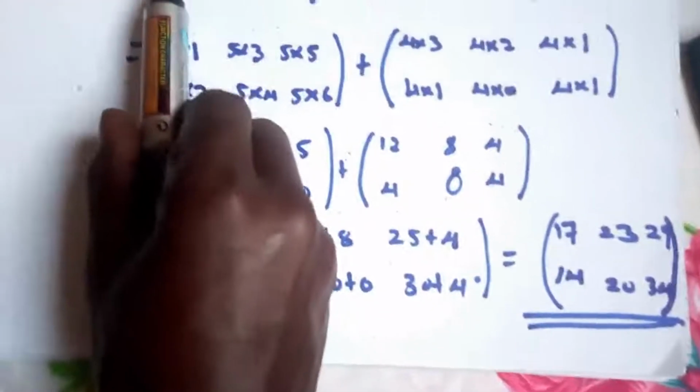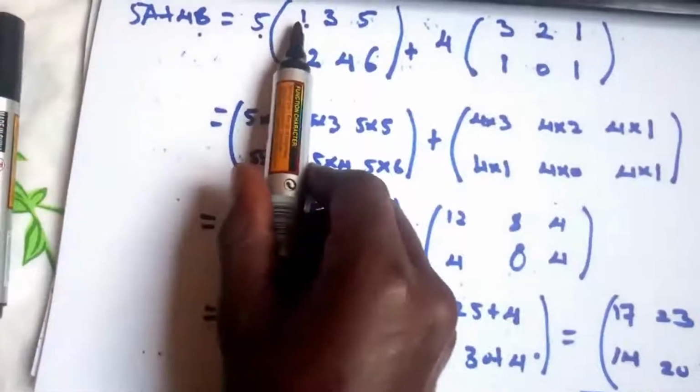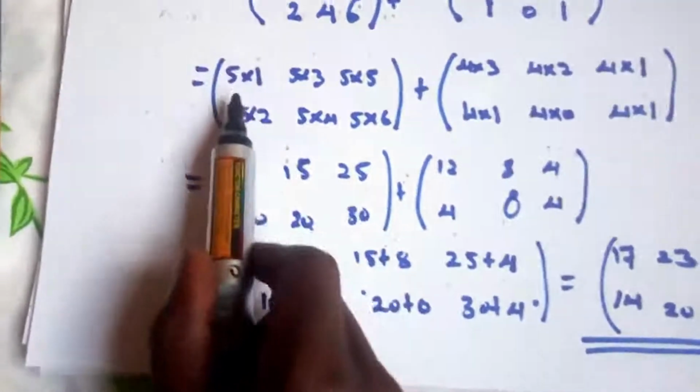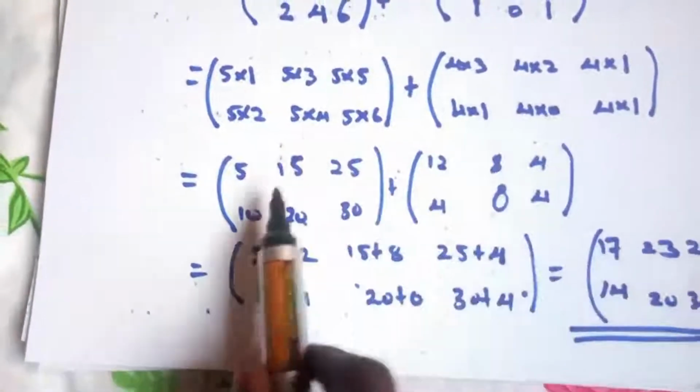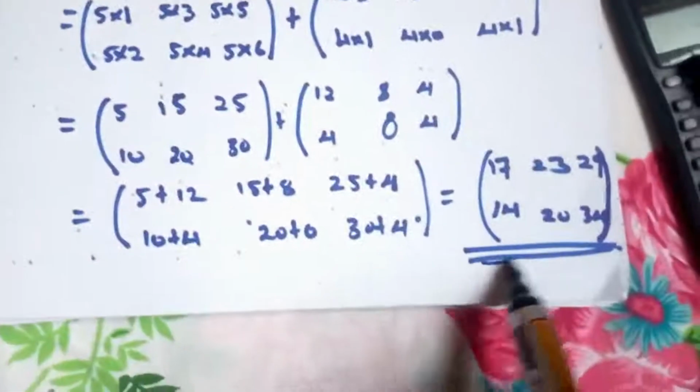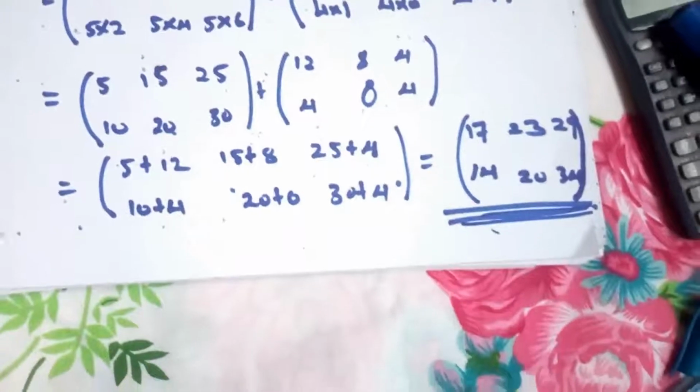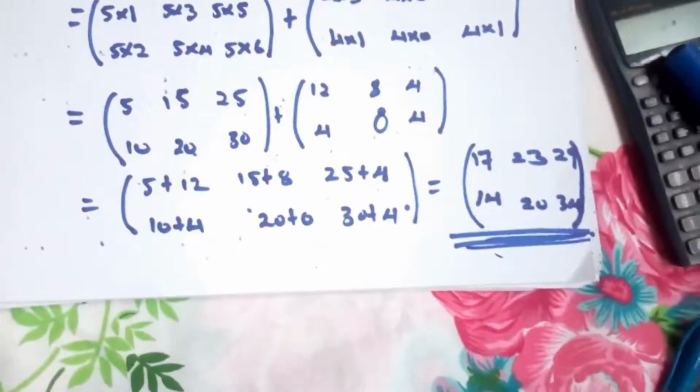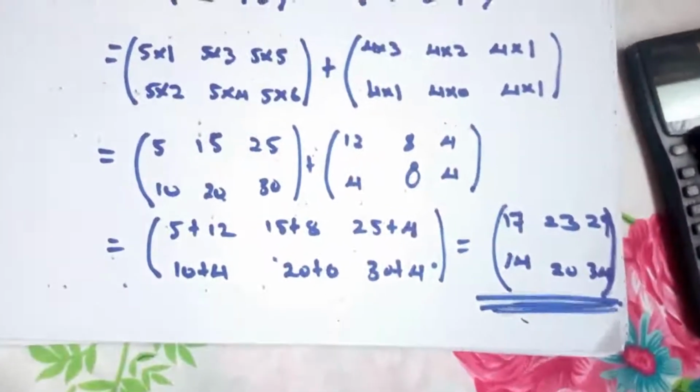Then I add these matrices together. Multiply each element with the scalar. After, you add the matrices together and get the final answer. Hope that one is clear.